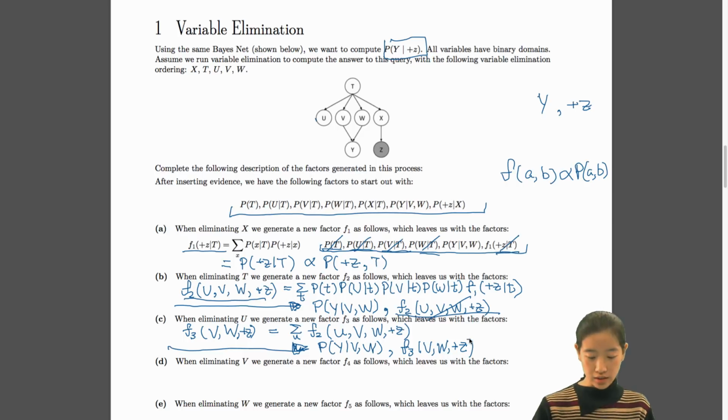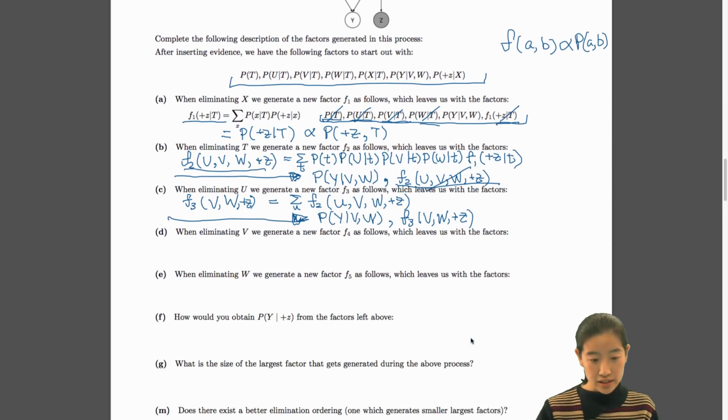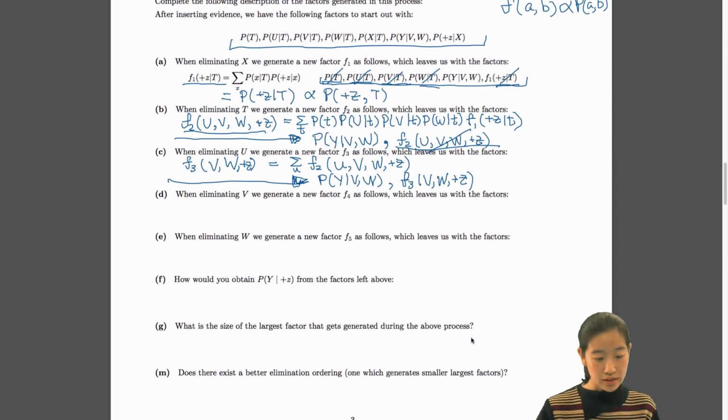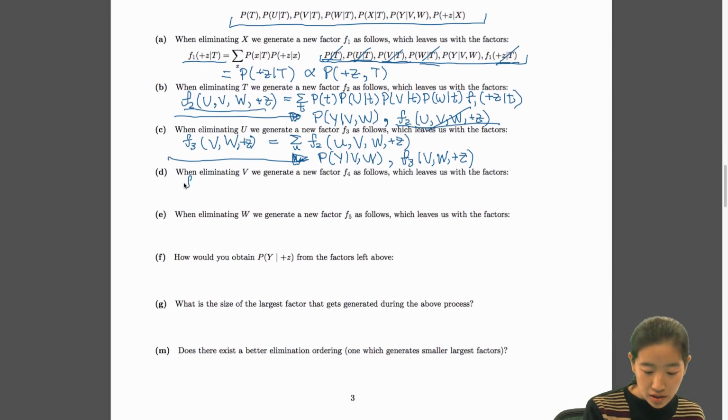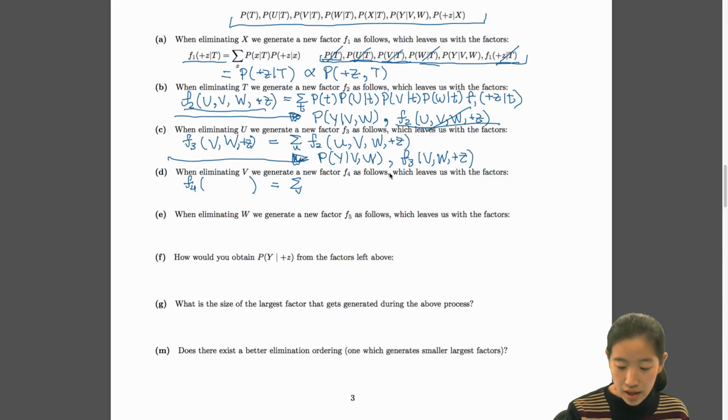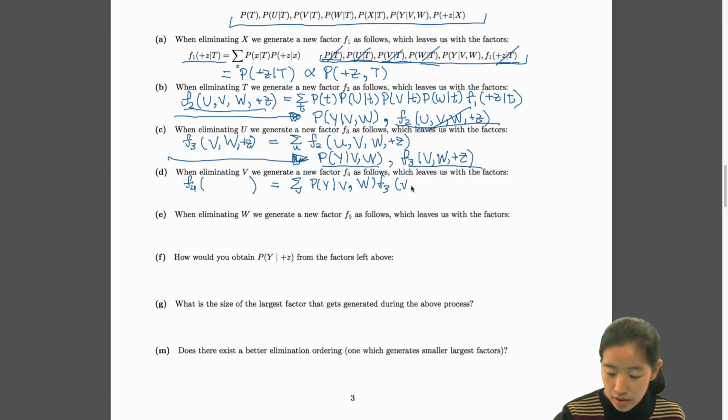Okay, so moving along, we want to now eliminate v, and then we're going to eliminate w. So let's just go ahead, do the same thing, create a factor 4. We don't know what's in there yet. Let's first sum over all the possible values of v, and the ones that contain it are both of our remaining factors. So let's just multiply them together. Times factor 3, v, w, plus c.